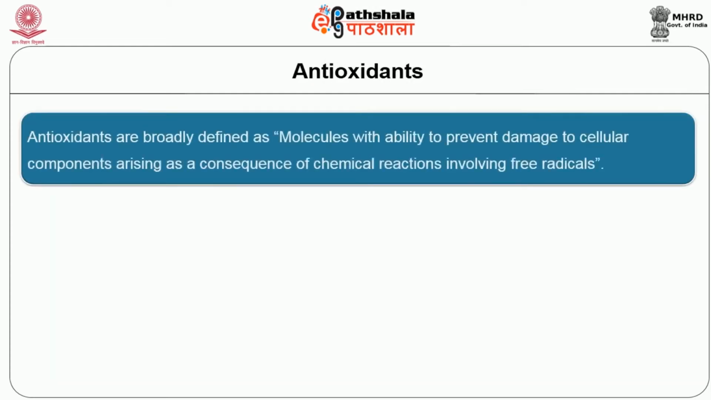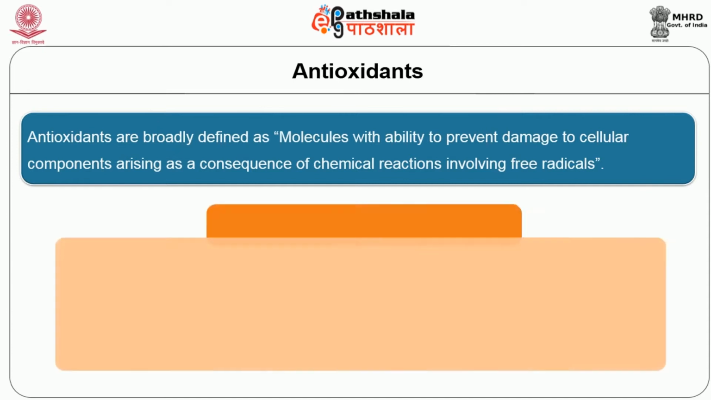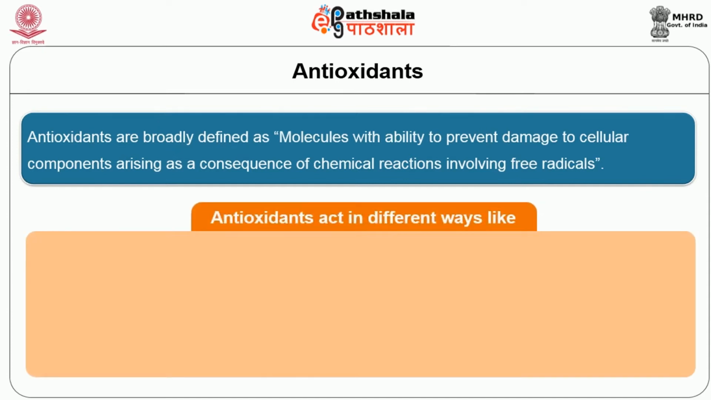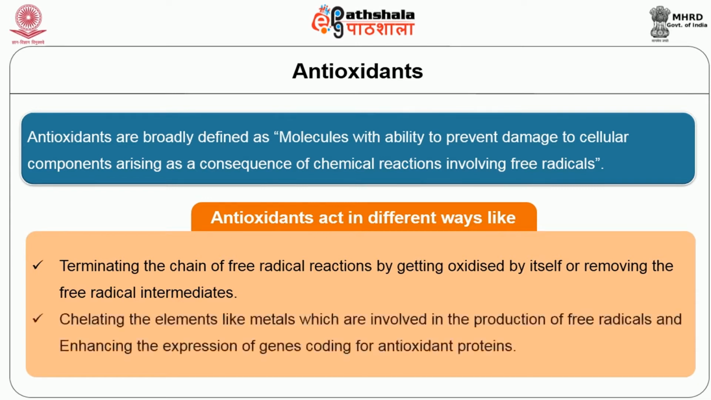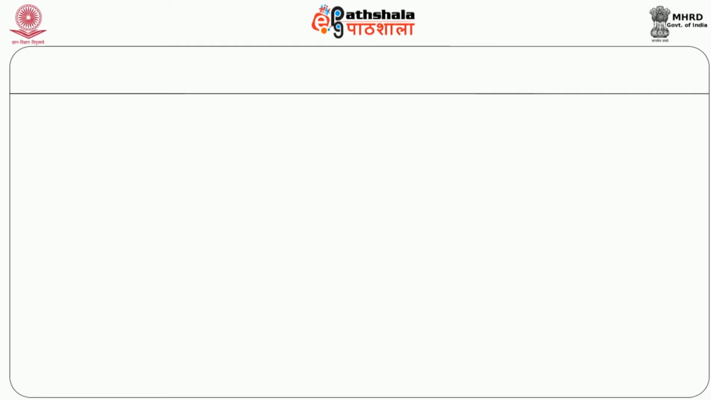So these protective antioxidants are broadly defined as molecules with ability to prevent damage to cellular components arising as a consequence of chemical reactions involving free radicals. The antioxidants act in different ways, like terminating the chain of free radical reactions by getting oxidized by itself or removing the free radical intermediates, chelating the elements like metals which are involved in the production of free radicals, and enhancing the expression of genes coding for antioxidant proteins.